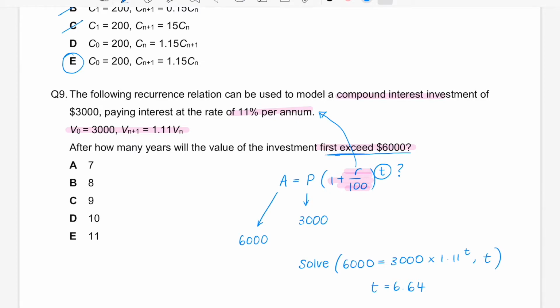Now, firstly, we're looking for it to exceed 6,000, and we're looking for how many years. Looking at my answers, we can see that they're all whole numbers. If I round this down to t equals 6, then I will not have hit $6,000, right? Because at 6 years, we will not have reached 6,000. However, the closest answer here would be A, which is 7 years. That's purely because we know that at 6.64 years, you will have a value of $6,000. We're looking for it to be over that, and if we round it, we have to round it up. So in this case, it will take about 7 years to exceed $6,000.